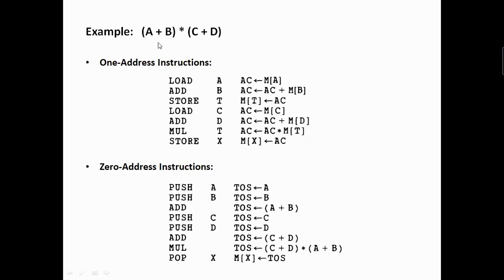And if we have the same example and we want to do it in one address instruction format, then this will be the program.